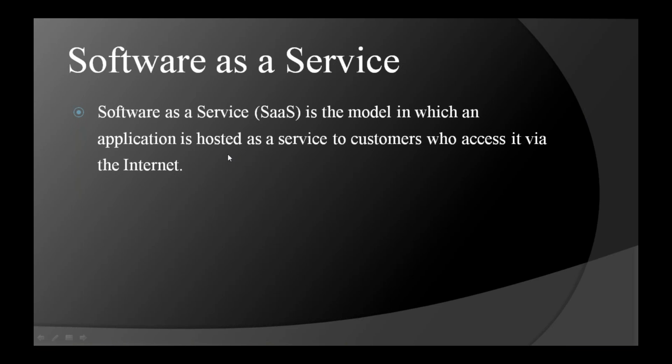Okay, now the first thing, a definition of software as a service: software as a service is the model in which an application is hosted as a service to the customer who accesses it via the internet. So it is saying software as a service is a service. You can say it as a model in which an application is hosted as a service. So in the internet the application itself is hosted as a service only. And as a user, what I'm doing is accessing it through the internet. I am using that application through the internet. So this whole idea I can call software as a service.